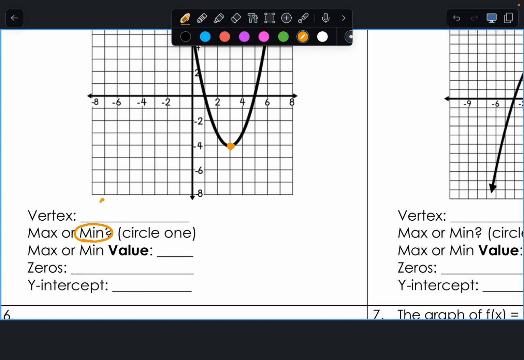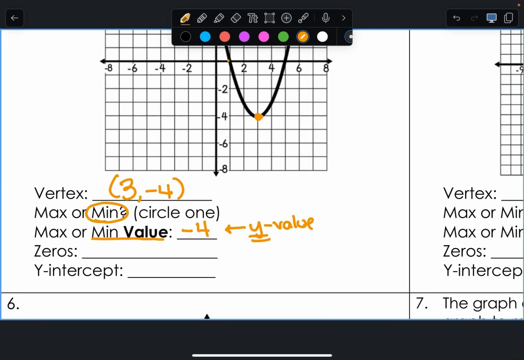The vertex is 3, -4. Now, what is the minimum value? -4. Because the minimum value represents the what? Not the y-axis. The y value. The minimum is the y value of the vertex. Got it? Now, what are my zeros? 1 and 5. It crosses the x-axis at 1 and 5.